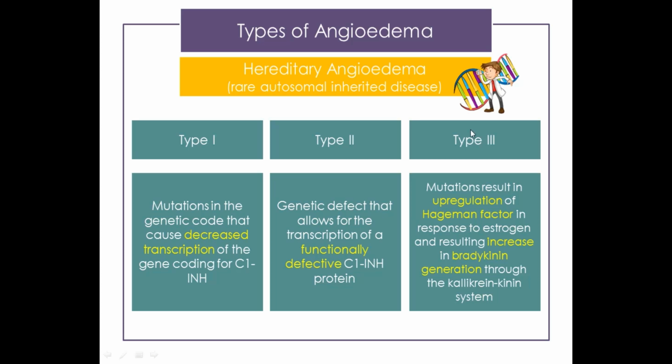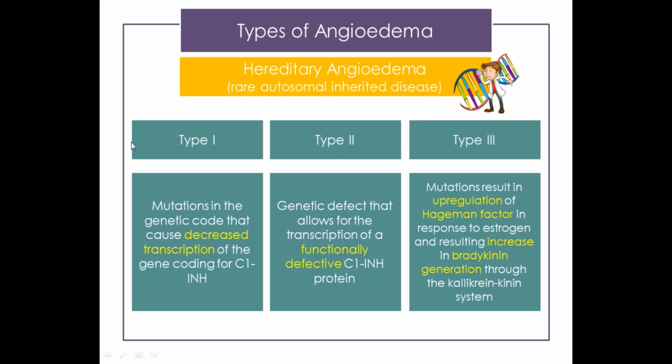The third type is also about having a mutation, but this mutation happens because of estrogen. This estrogen will cause upregulation of a factor called Hageman factor. When we have much more of this factor, there will be an increase in bradykinin generation. This bradykinin is one of the vasodilators in the kinin system, and we will see how having much of the kinin affects these patients in the pathophysiology later on.